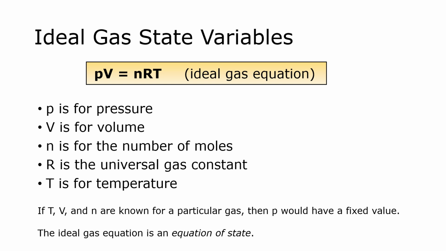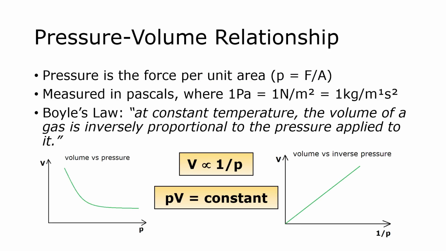That is because if three of the four variables are known, then the other one would have a fixed value. So just for example, if temperature, volume, and the number of moles were known for a particular gas sample, then the pressure would have a fixed value. And it's the same if you mix it around. If the pressure, volume, and number of moles were known, then the temperature would have a fixed value. So these various state variables are related to one another, and we'll go through these relationships.